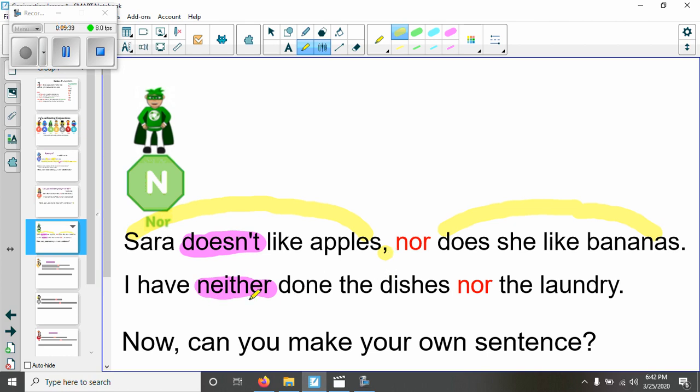Let's take a look at the second one. I have neither done the dishes nor the laundry. Here I have the dishes, the laundry. I'm connecting two words. Brilliant. Two words. That's why I'm not putting any commas. So now, can you make your own sentence? All right, let's move to the next slide.